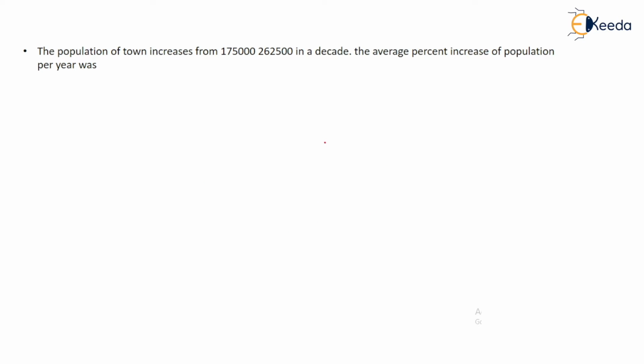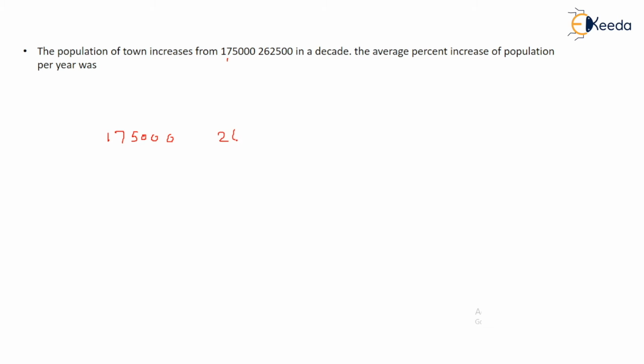The population of a town increases from 175,000 to 262,500 in a decade. The average percentage increase of the village population was? So this was the initial population. How much is it increasing? It is increasing from 175,000 to 262,500. Okay, so how much is the increment?